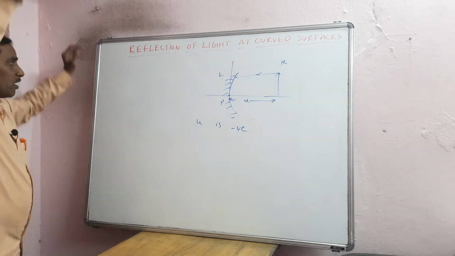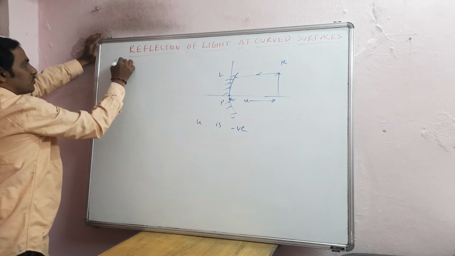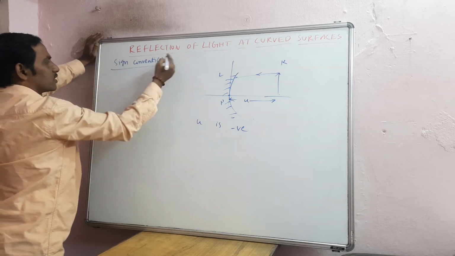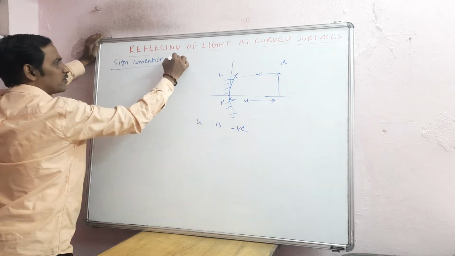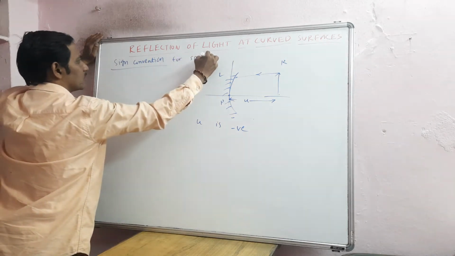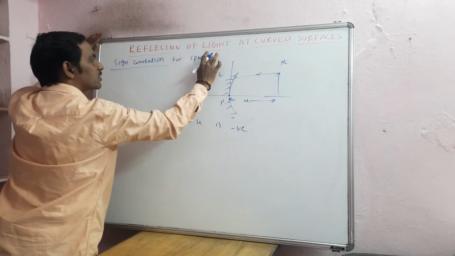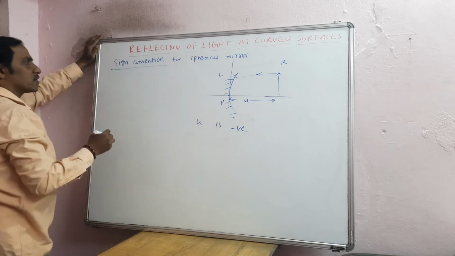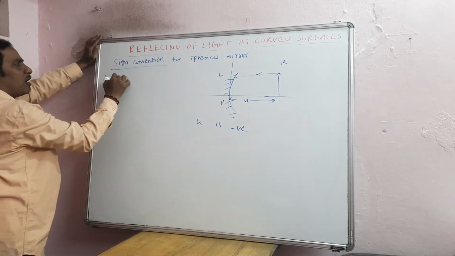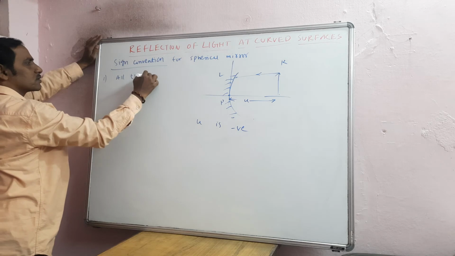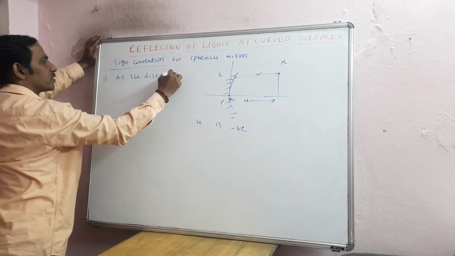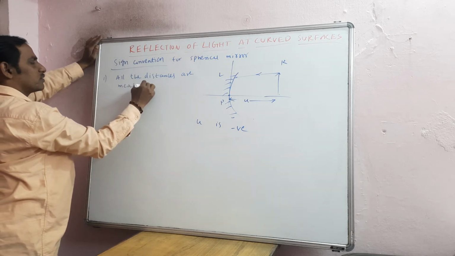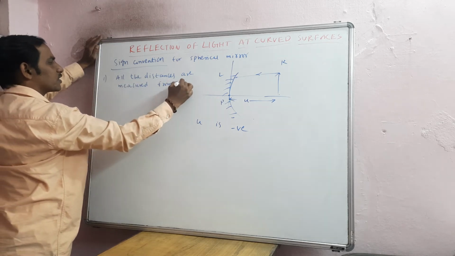What is the first rule? Sign convention for mirror, you write. For a spherical mirror, all the distances are measured from the pole. So this is the first point.